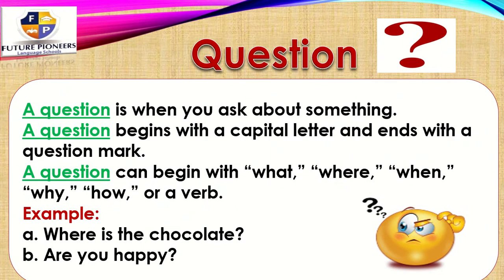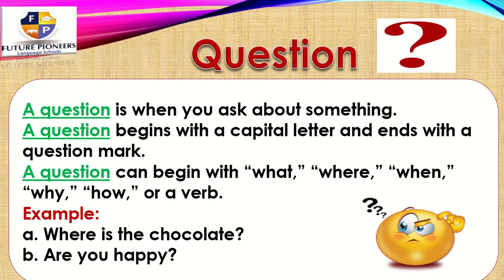Question. Do you remember? A question is when you ask about something. A question begins with a capital letter and it ends with a question mark. A question can be with what, where, when, why, how, and this kind of question is called a W and H question. Or maybe it starts with a verb or auxiliary verb especially, and this kind of question is called a yes or no question. What does this mean?